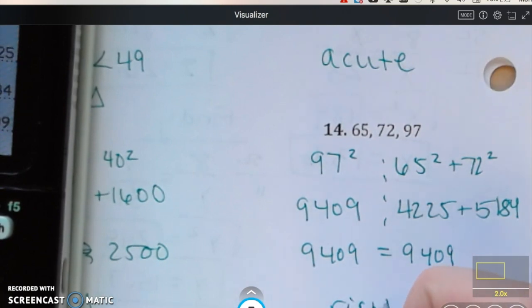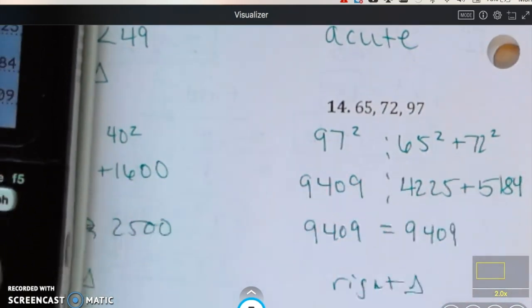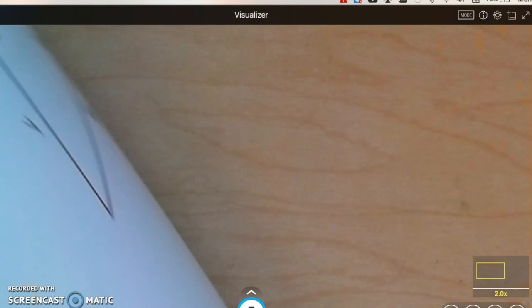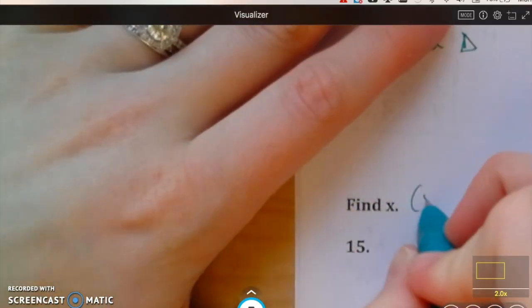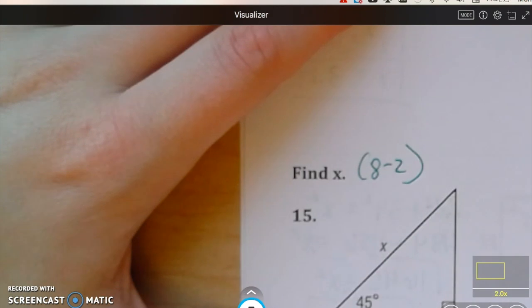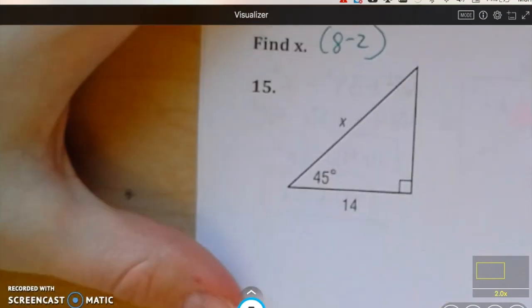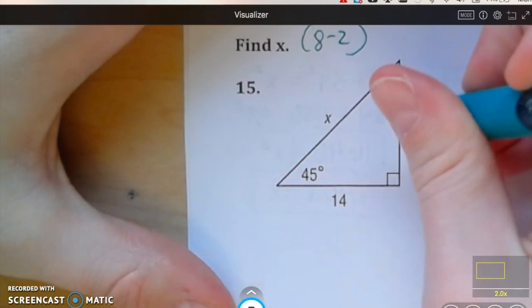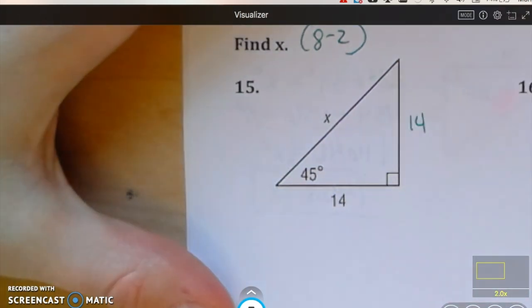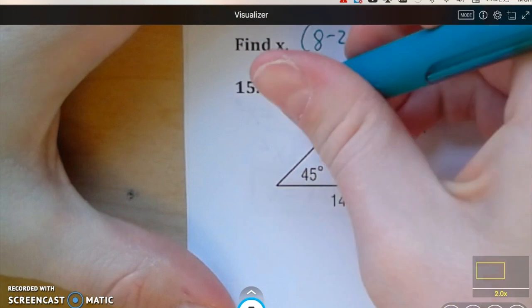Let's look now at 15 through 22. So you're going to be seeing special right triangles here. This was section 8.2. All right, 45, 45, 90. Both of my legs are the same. You're going to multiply one of your legs by the square root of 2 to find x, and that would be my answer.